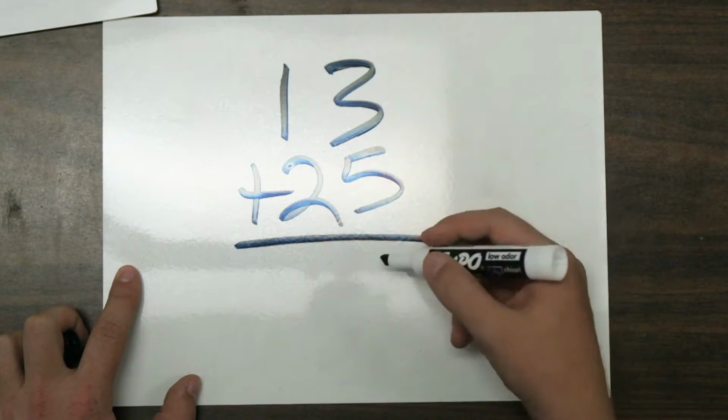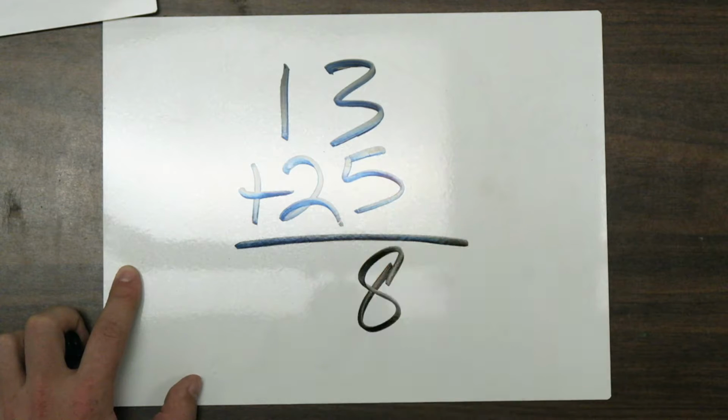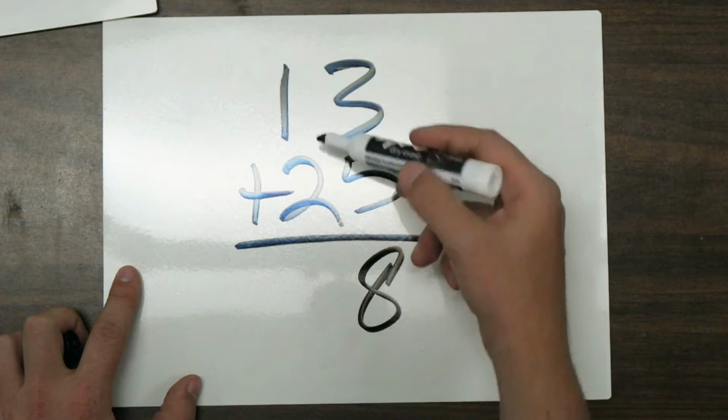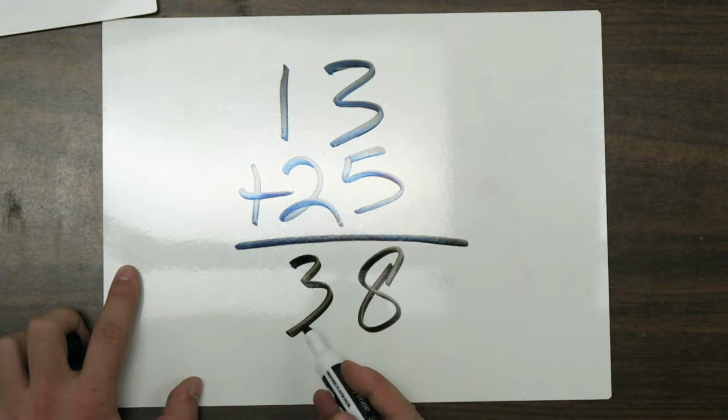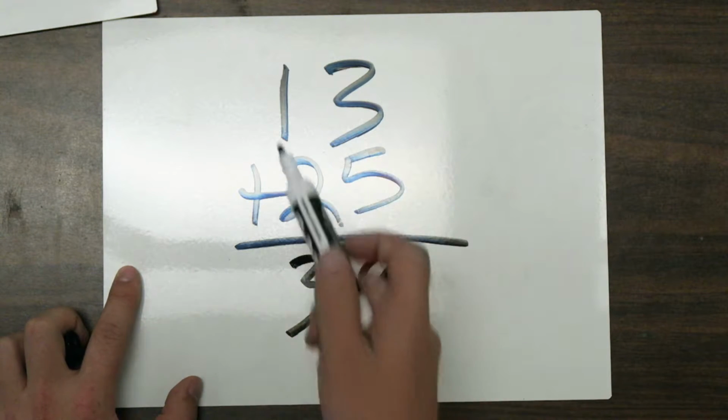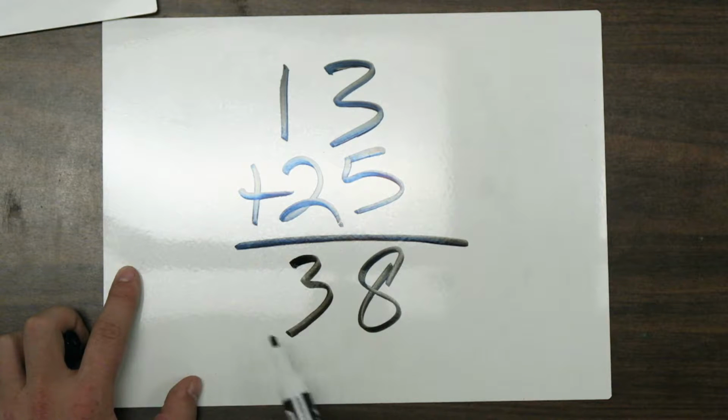So I would add the ones place first, 3 plus 5, 8. And then I would add the tens place, 1 plus 2 gives me 3. But this isn't just 3, it's 3 tens because it's in the tens place. So this 3 actually represents 30. And this whole number is 38.